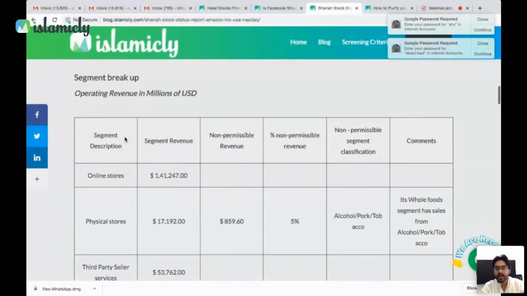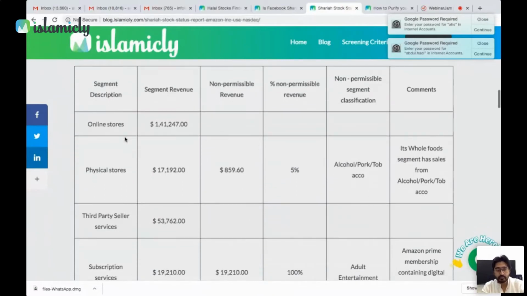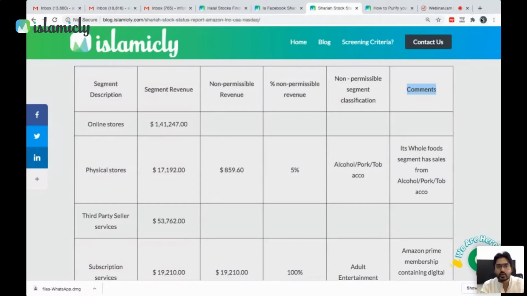Let's look at the operating revenue of the company, which is in millions of US dollars. With the segment description over here, what is the revenue out of it? Is there a non-permissible revenue out of it? If yes, what is that percentage? What is the issue in that non-permissible segment? And what are the comments of the research team? So we published the entire thing for your benefit so that you can have a look at it, completely transparently, showing you how Islamicly does the screening.